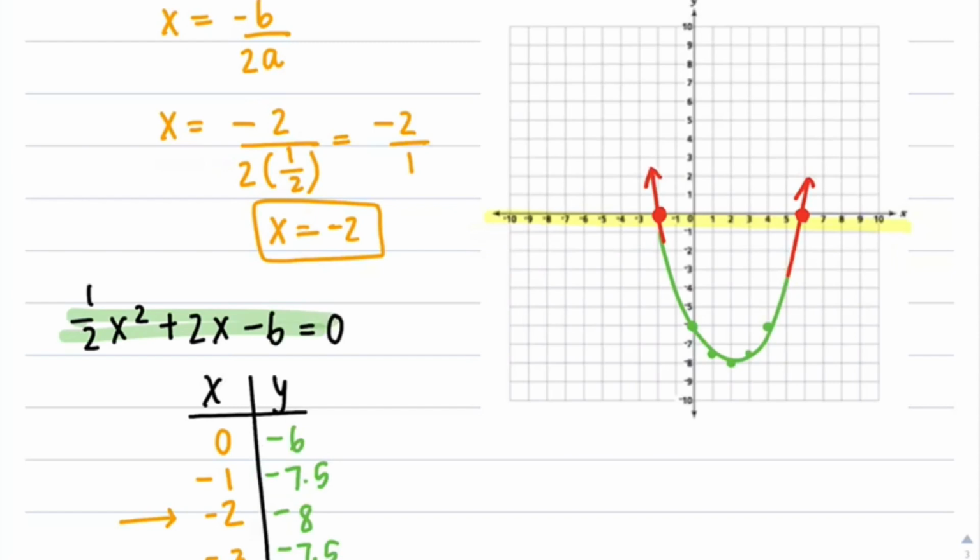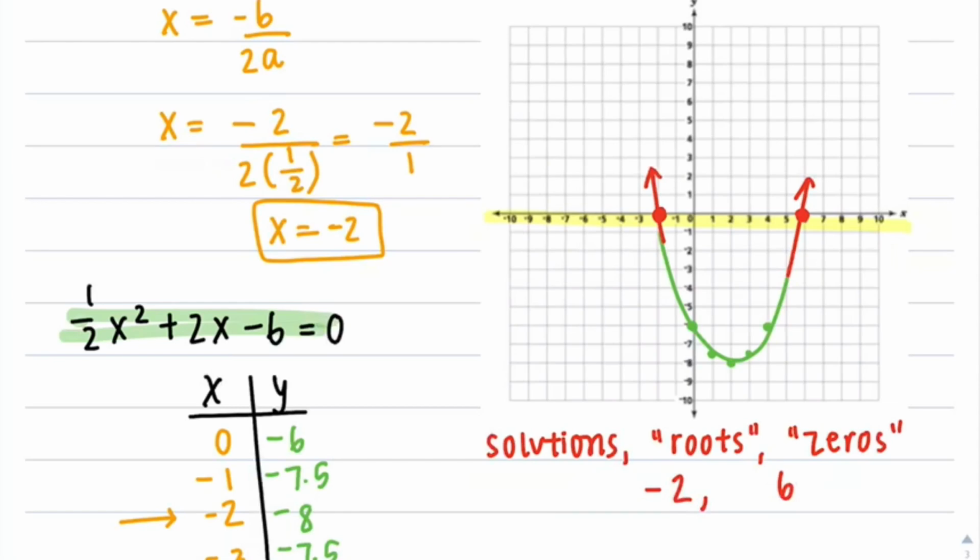All right, one of the flaws with graphing, as you saw here, is that it's not exact. So you're going to want to do your best to estimate. For my answer here, it does look like it's going through the point -2, and then also at the point 6. These would be what's called solutions, or you might hear them referred to as roots, or sometimes even zeros. But these would be my answers: -2 and 6.